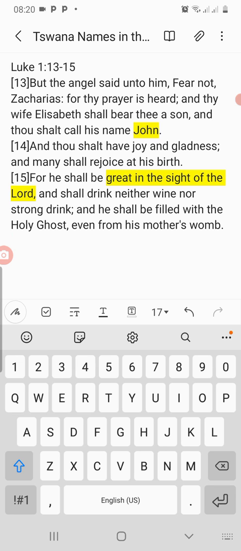And we also know that the Savior spoke of John as among the great prophets.